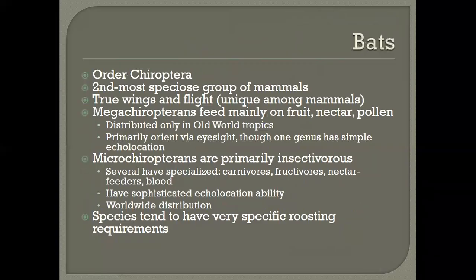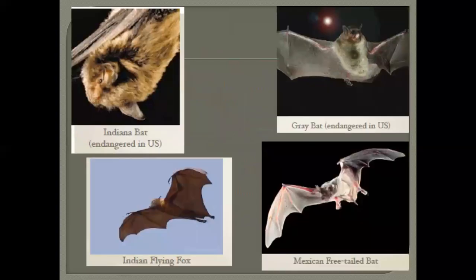Bats are our only flying mammals. They may feed on fruit, nectar, or pollen, or insects, and they do have very specific roosting requirements. Here are some examples of bats.